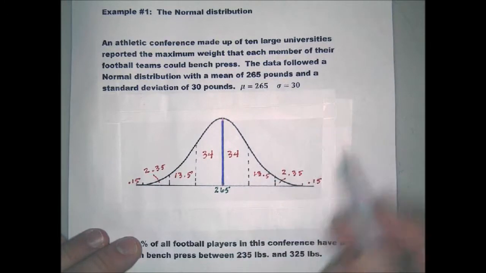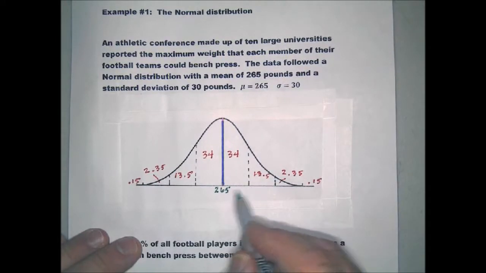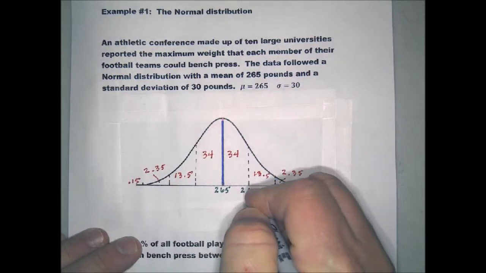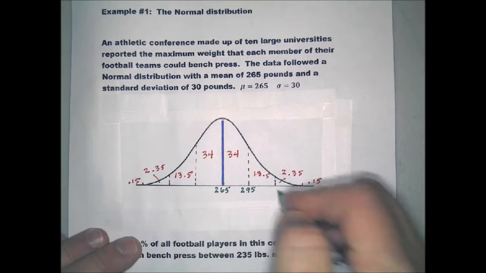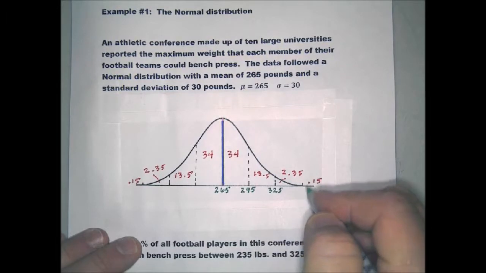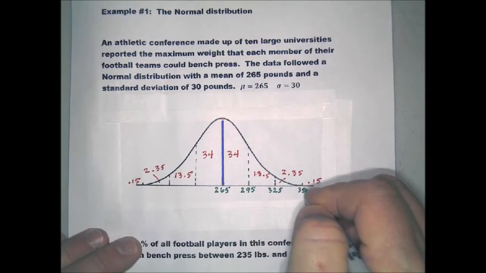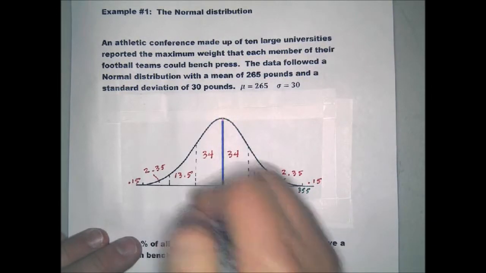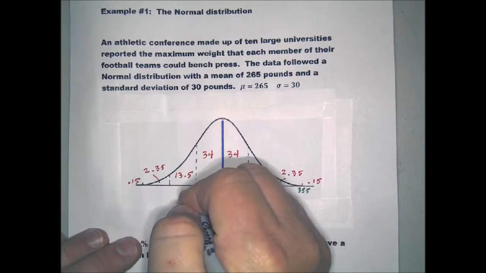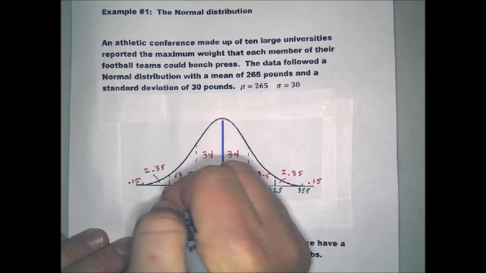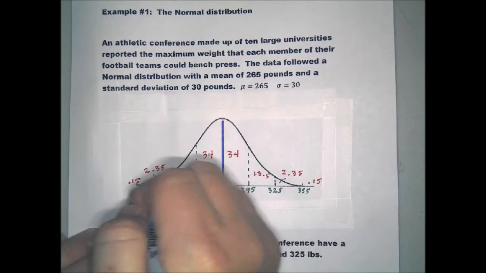And then each standard deviation is a change of 30 pounds. So if I went up, it would be plus. So that would be 295. That would be 325. And this little break right here would be 355 pounds. But I also go down. So this would be 265 minus 30, which would be 235. This would be 205. And this would be 175 right here.